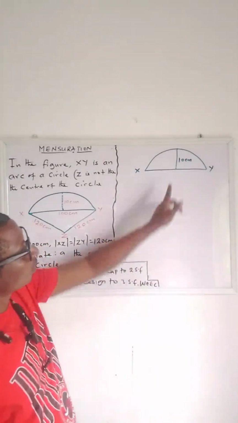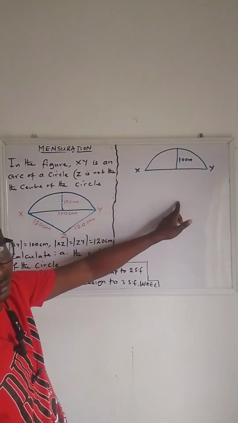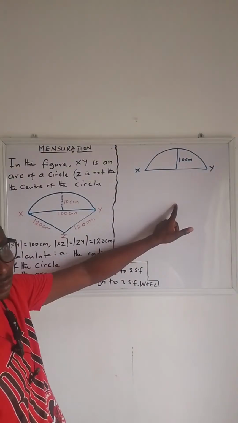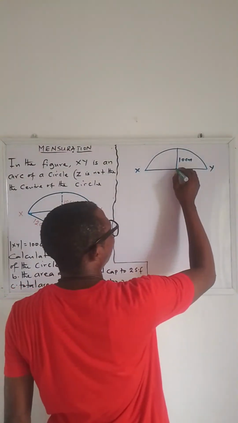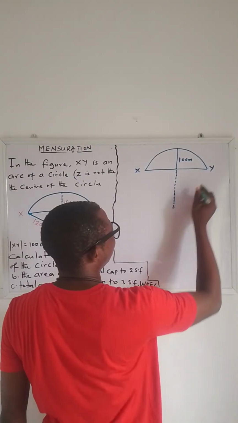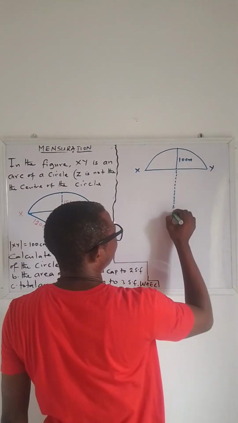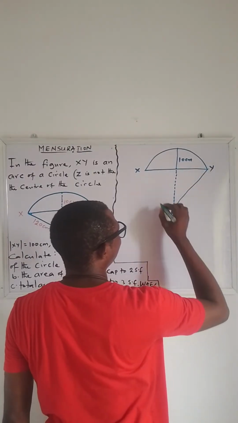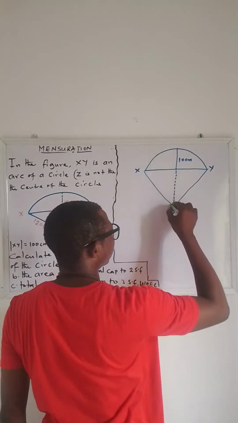I'm going to draw this line down such that it will go to the center of the circle. Let's assume this is the center O of the circle, so we can have a radius, which we're actually looking for, and this as well.